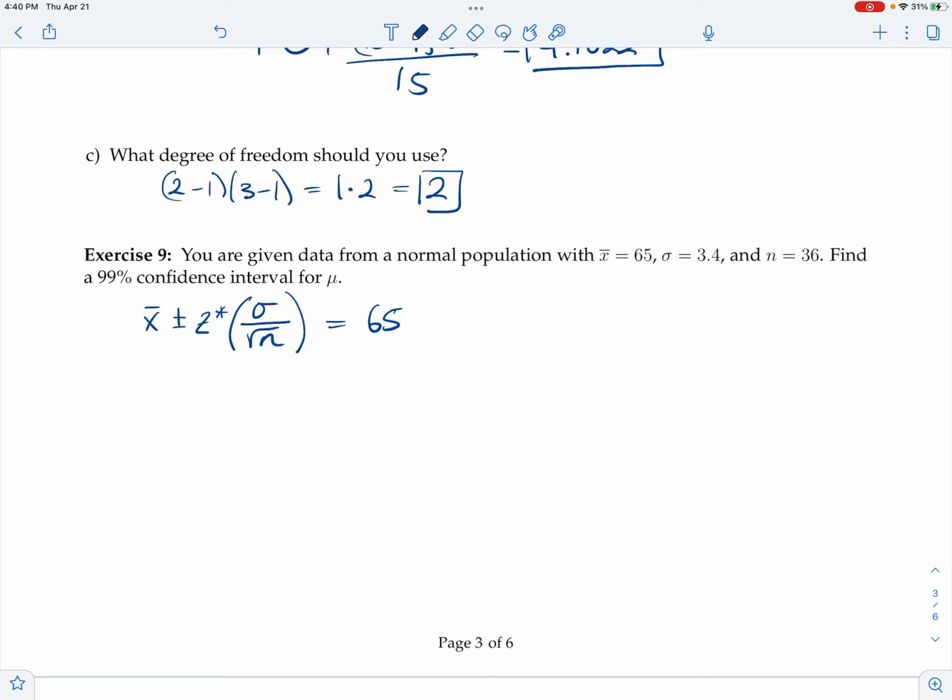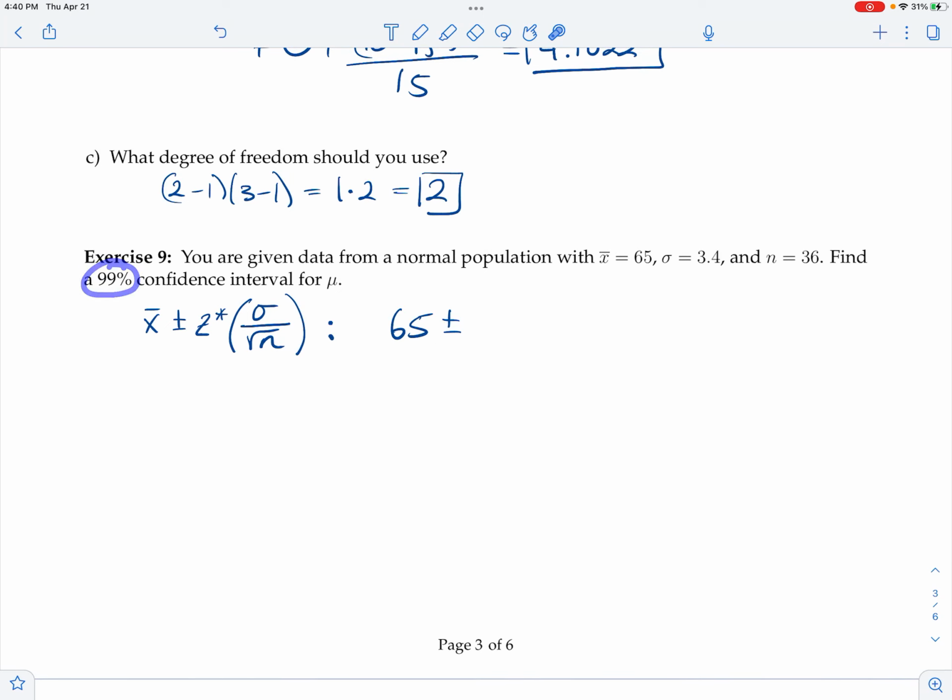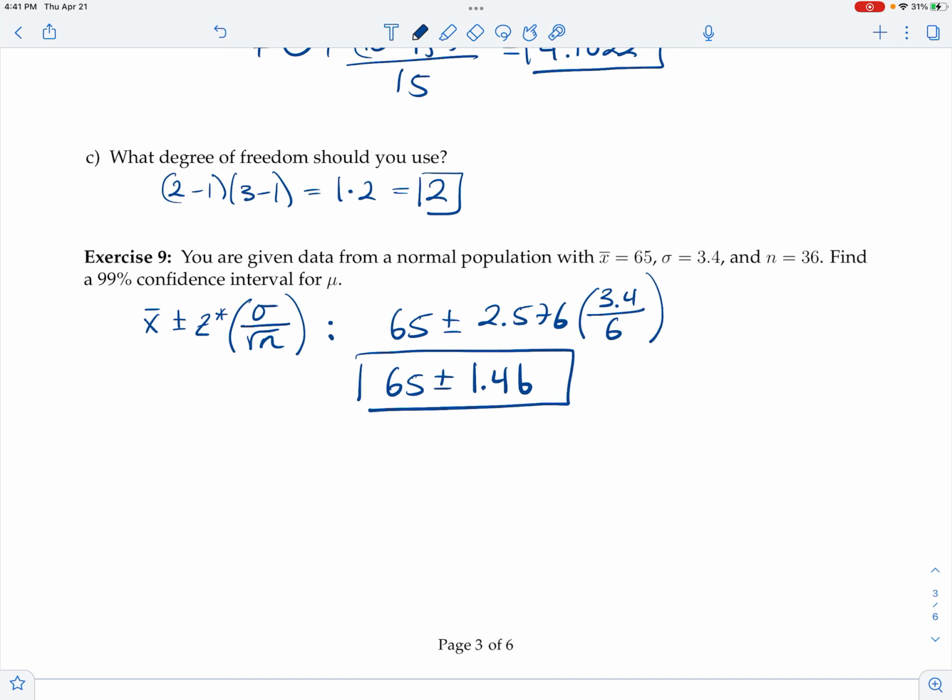So when you work this out, you're just plugging in. Let's not say equals. Let's just put a colon. You're going to get 65 plus or minus the 99% critical value for the normal distribution, which is 2.576, and then you're going to say what your sigma is, 3.4, divided by square root of 36, which is just 6. So please compute that, and you'll get 65 plus or minus 1.46. So there's your 99% confidence interval.